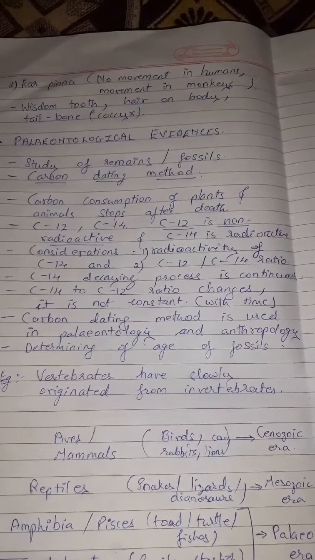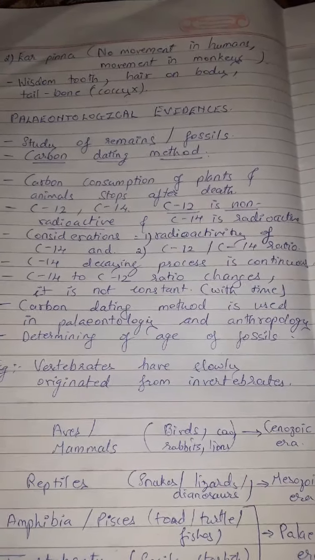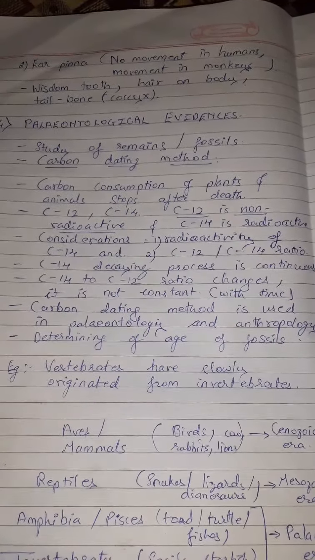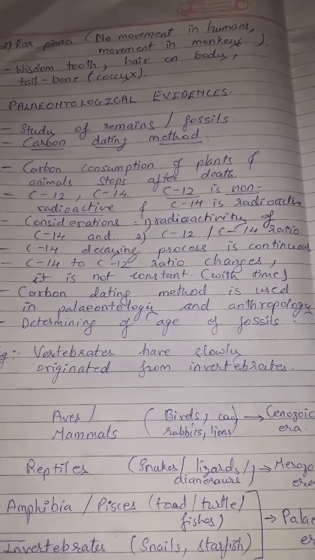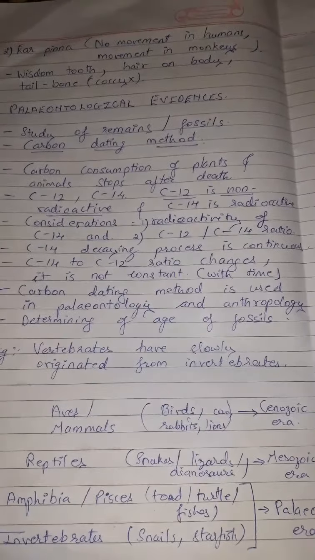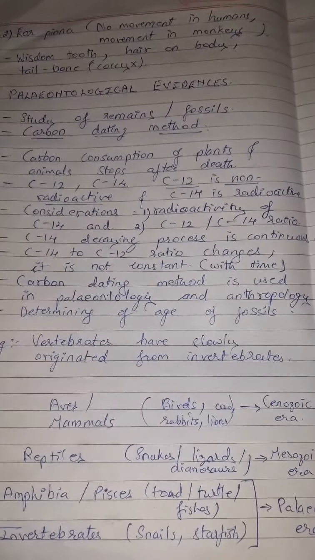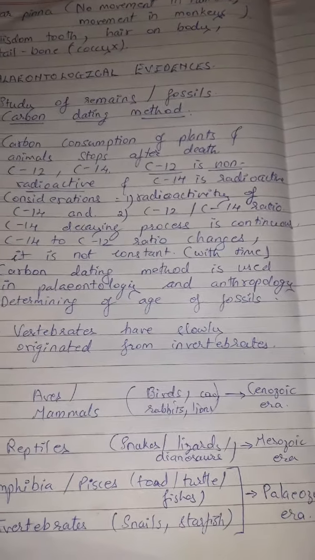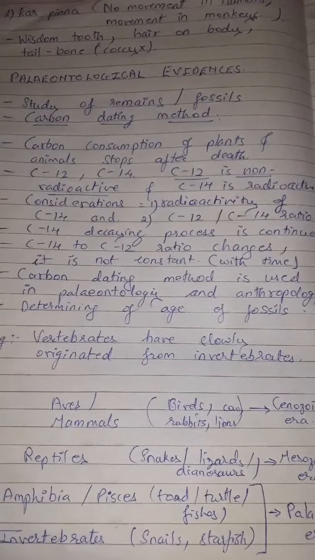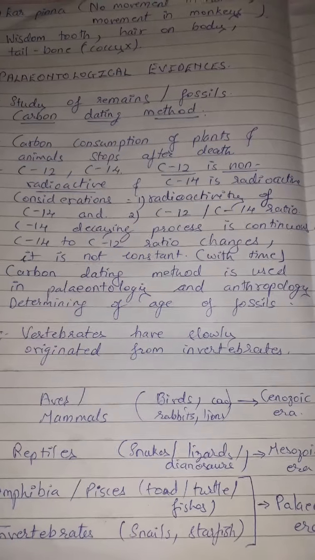So in paleontological evidence, when they study the fossils, they follow one method. It is called the carbon dating method. In this carbon dating method, they try to find out the concentration, the amount of C12 and C14 carbon elements in that remaining plant or animal part. Now, you have to remember certain things about these isotopes. Out of C12 and C14, C14 is a radioactive isotope of carbon, and C12 is non-radioactive.